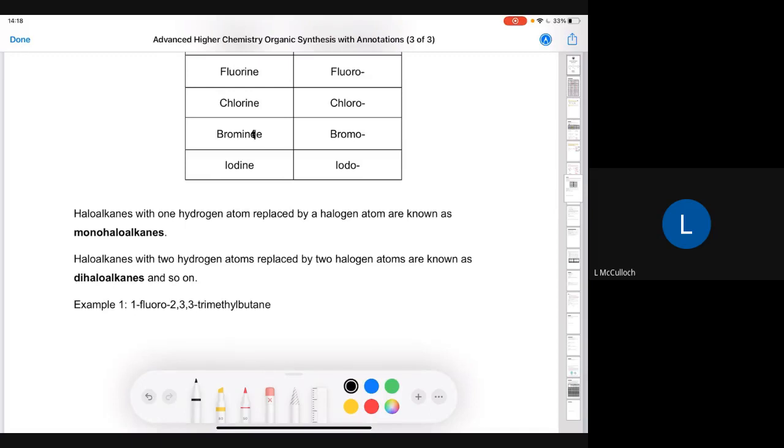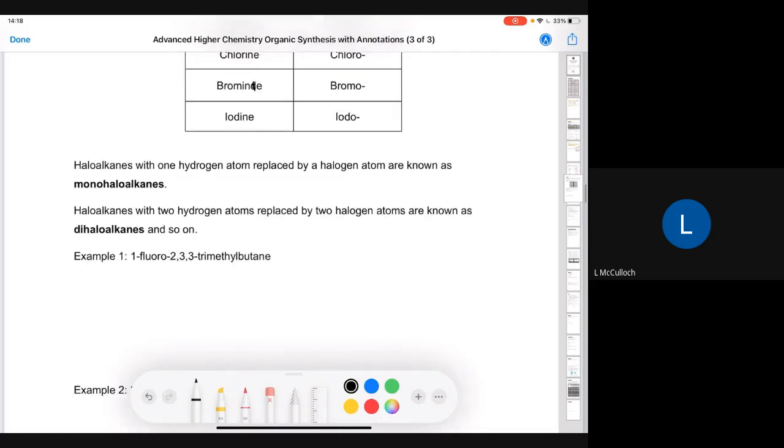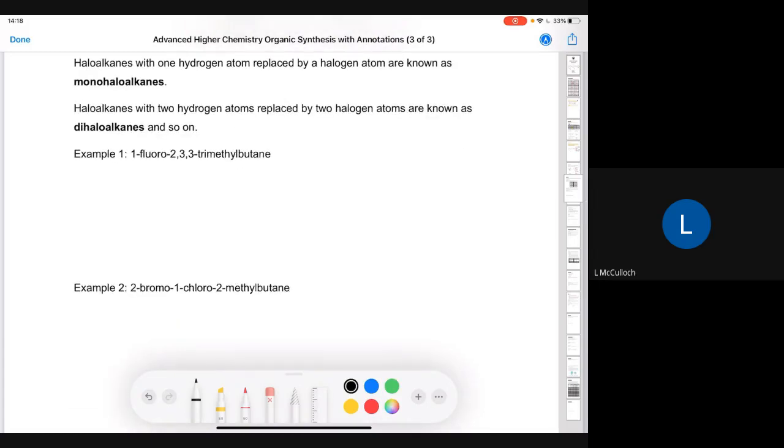And haloalkanes with two hydrogen atoms replaced by two halogen atoms are known as dihaloalkanes, and so on and so forth. Now, the likelihood is with advanced higher chemistry, we will mostly be looking at monohaloalkanes. But let's just have a wee look at a couple of examples of haloalkanes so that we can see how their name relates to their structure. So our first one is 1-fluoro-2,3,3-trimethylbutane. So we're going to start by drawing this guy out.